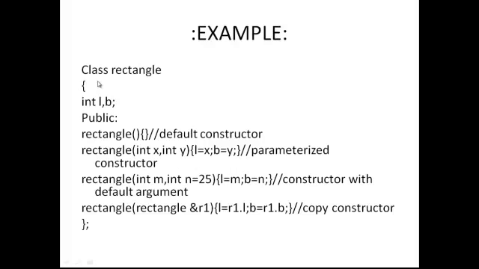First you see that Rectangle is a class, and first I declare the two data members which are by default publicly declared, and then under the public access specifier I declare four types of constructor, which are default constructor, parameterized constructor, constructor with a default argument, and copy constructor. That means more than one constructor is declared within the Rectangle class.